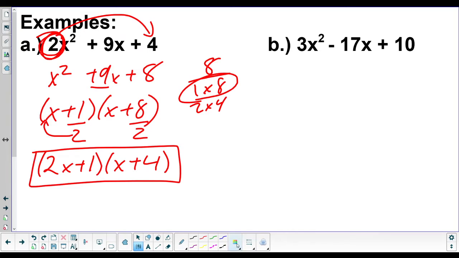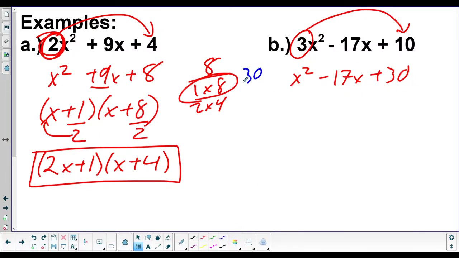All right, one more. Take the a term, move it to the back, and multiply. Bring down your x squared. Bring down your negative 17x. 3 times 10 is 30. Now we look at our factors of 30. We have 1 times 30, 2 times 15, 3 times 10.